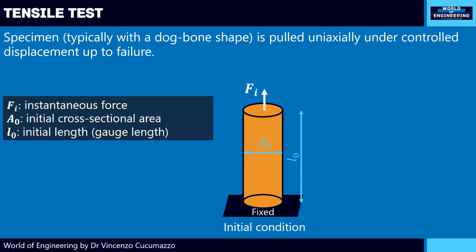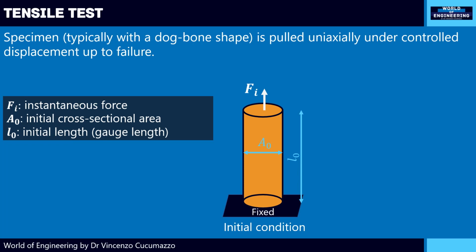This test can be used to obtain a number of mechanical properties of a material. These properties can then be used in mechanical design of components and structures. In the tensile test, a specimen is pulled usually up to fracture or failure.